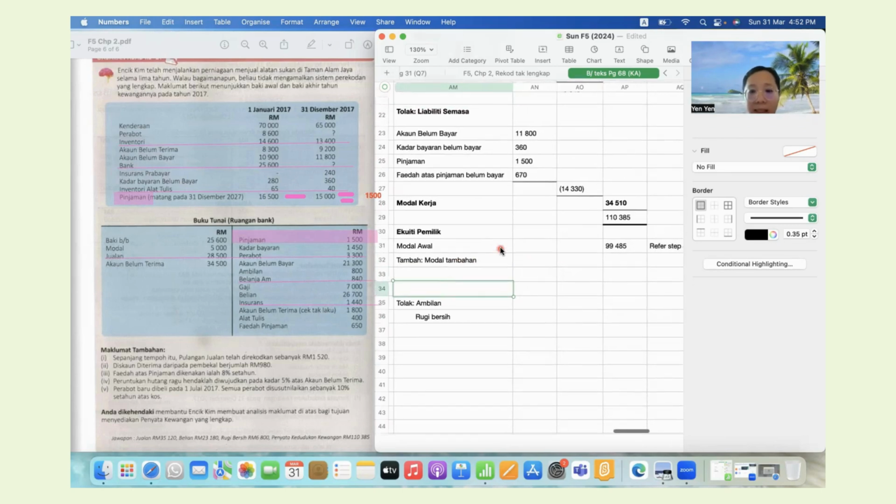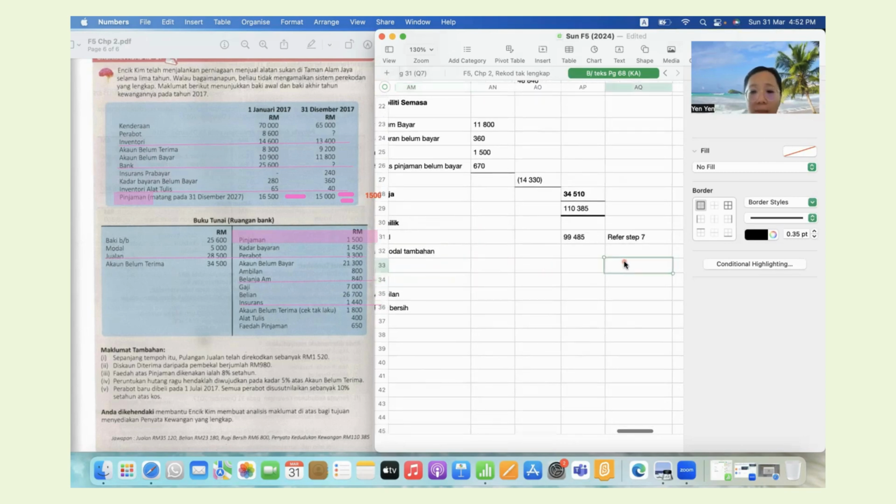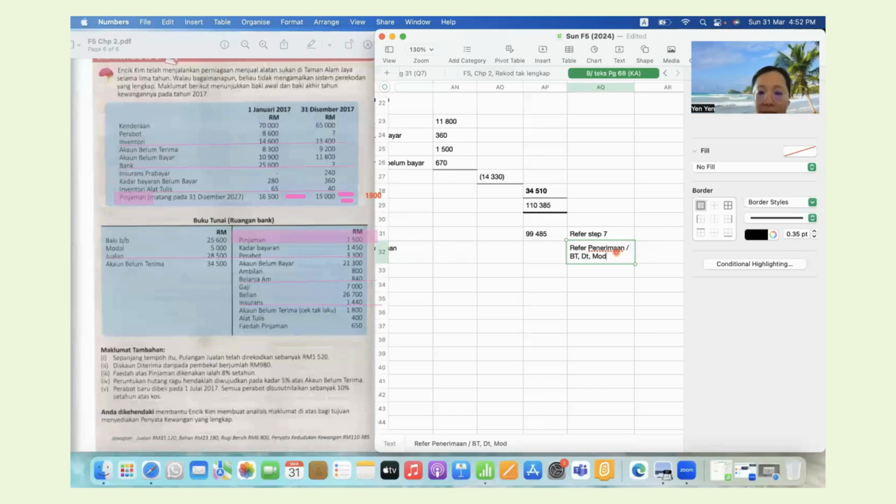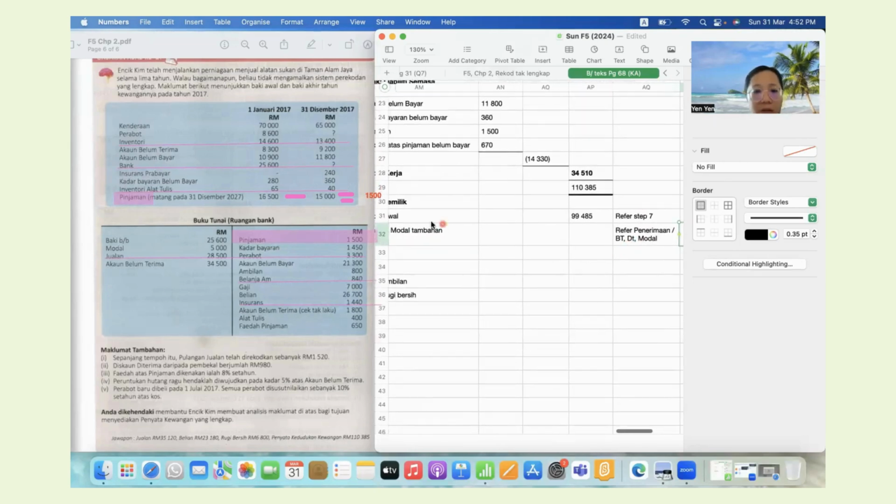Okay, modal tambahan. So for this one, tanpa modal tambahan, right? So where to find modal tambahan? Come, I let you know here, refer to penerimaan or buku tunai sebelah debit and then perkataan modal. Teacher is giving you the hint already. For the whole question here, we don't have the penerimaan, right? Then you see teacher wrote a slash here, which means maybe you can find it in buku tunai. So, buku tunai, and then sebelah debit. Here, debit. After that, modal. So, can you see the modal? 5,000. Can you see here? Okay, so this one is considered modal tambahan.